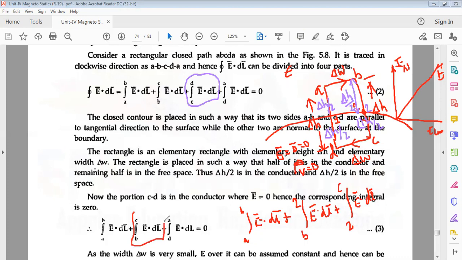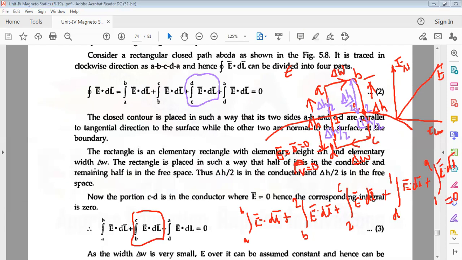Okay, the total C to B is divided into 2 parts, because B to 2 is in the dielectric and 2 to C is in the conductor, plus D to A. C to D is already 0. D to A, again I divide it into D to 1, E bar dot dl bar, plus 1 to A, E bar dot dl bar. The total integral is 0.